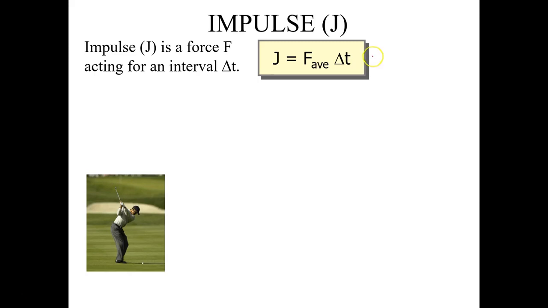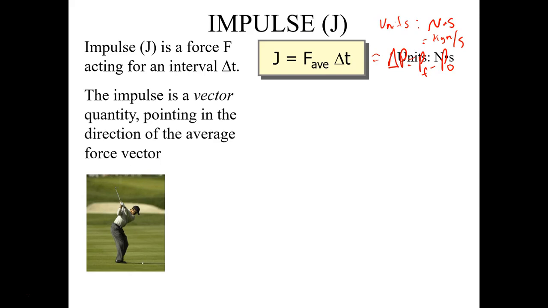And we also know that this J is equal to our change in momentum, which is our final momentum minus our initial momentum. The units of impulse are a Newton second, which is the exact same thing as a kilogram meter per second. So impulse and momentum have the exact same units. Impulse, in this case, is a vector quantity as well, and it's going to point in the same direction as the average force.